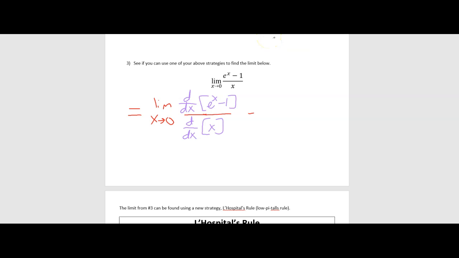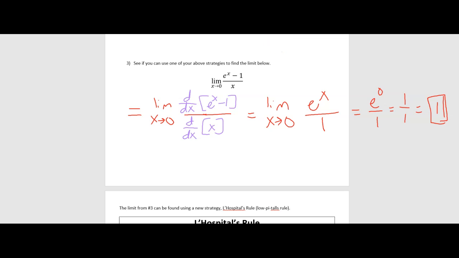So just like that. Again, derivative of e to the x minus 1 is just e to the x. The derivative of x is just 1. Now we can try direct substitution again and see if that works. And we can see that it is going to work. E to the 0 over 1 is equal to 1 over 1, which is equal to 1. And that would be an algebraic proof of the fact that this limit does indeed equal 1, which confirms our intuition based on what we saw in the graph and the table.